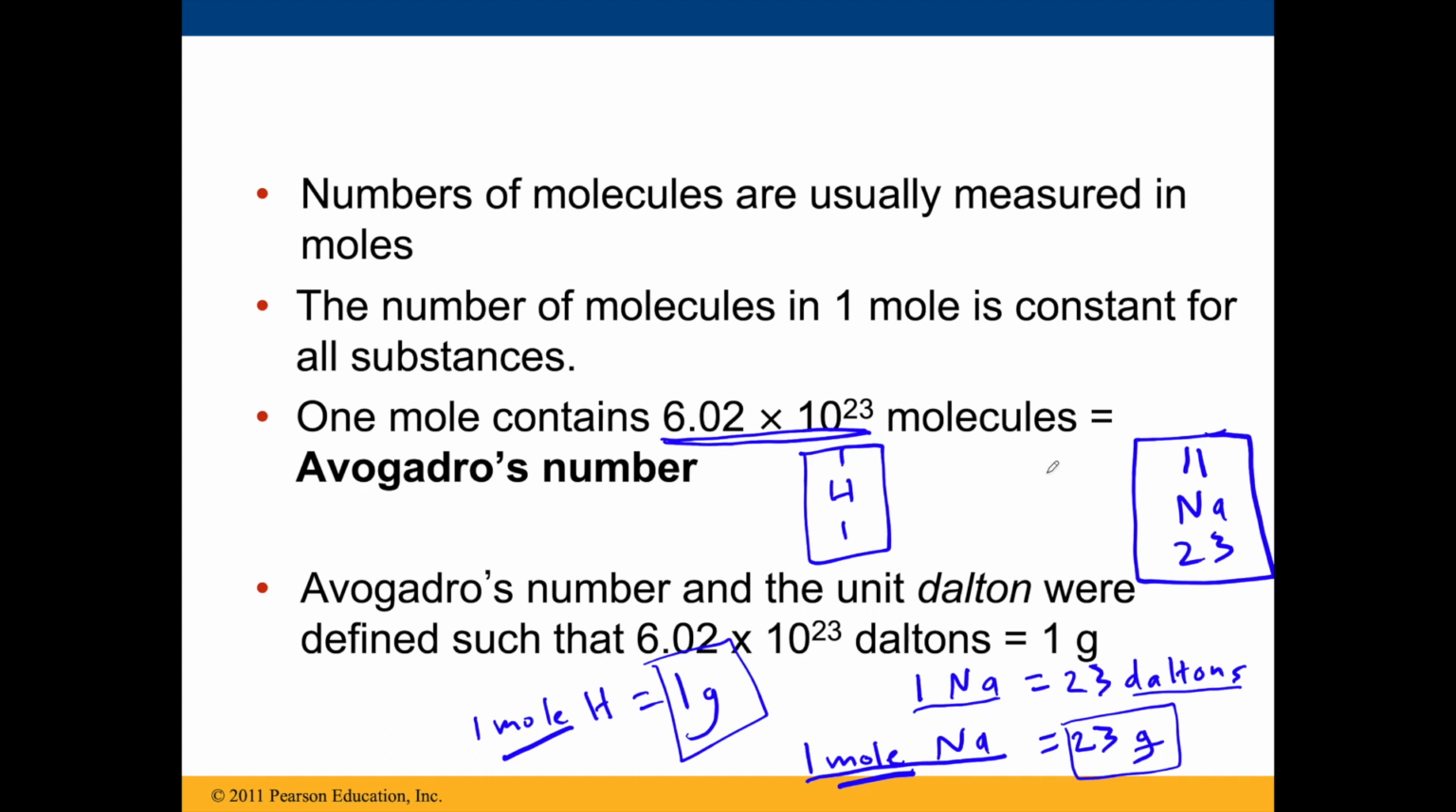So this is kind of like saying, if I have a dozen bowling balls, that's going to weigh a lot more than a dozen golf balls. Why? Because a bowling ball is a lot bigger than a golf ball. So because of that, if I have a dozen bowling balls, it will weigh a lot more than a dozen golf balls. Just like if I have a mole of sodium, it will weigh a lot more than a mole of hydrogen, because each sodium atom weighs a lot more than each hydrogen atom.